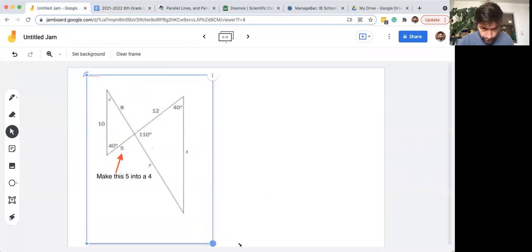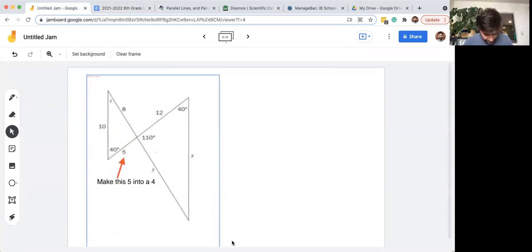So we want to find x, y, and z. We'll start with x and y. So if that 5 is a 4, the only sides I have that are corresponding now are 4 and 12. Remember, how can I tell? Well, my 4 is right next to this 40-degree angle, just like my 12 is. Sure, the long side is, but x is the long side. So 4 is going to be equivalent to my 12 side.